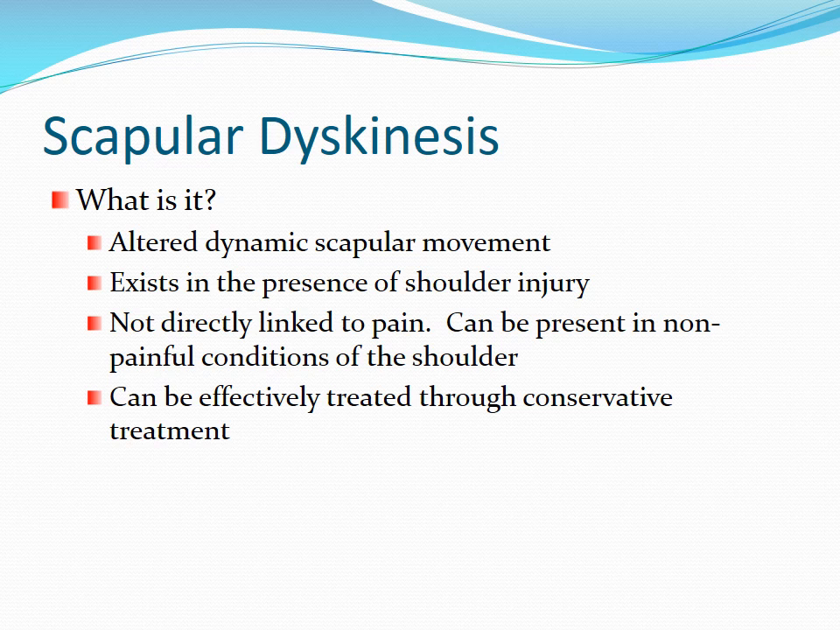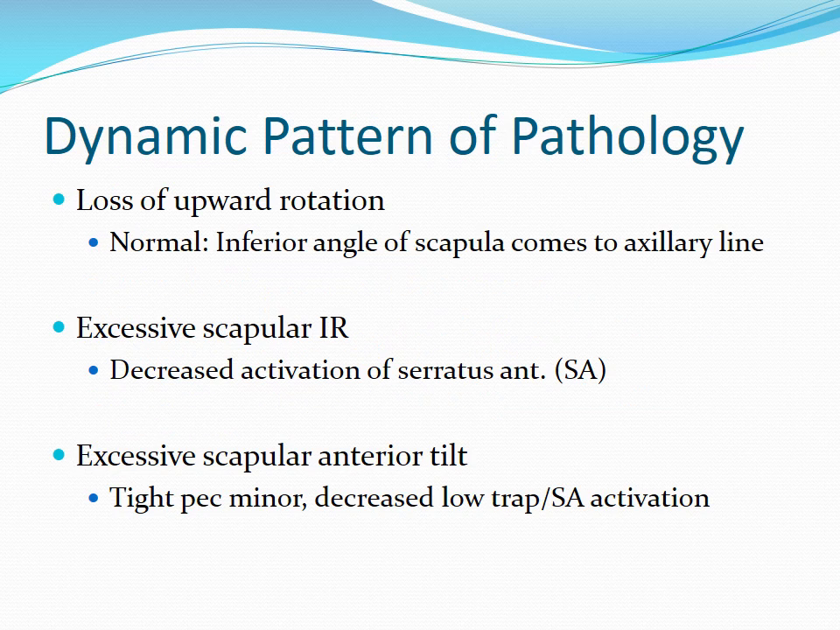All right, scapular dyskinesis. What is scapular dyskinesis? Well, it's any altered scapular motion. So altered scapular movement. It exists in the presence of shoulder injury. So we see it and it correlates to shoulder injuries, but it's not directly linked to pain. People can have it in pain-free conditions, and this can be managed effectively through conservative management. You've already learned some special tests for scapular dyskinesis, and we're going to hit on those again.